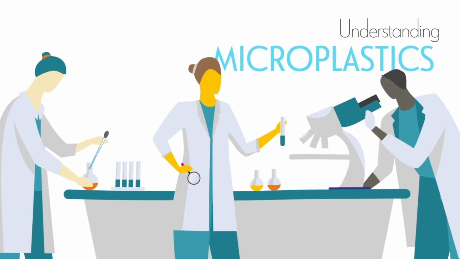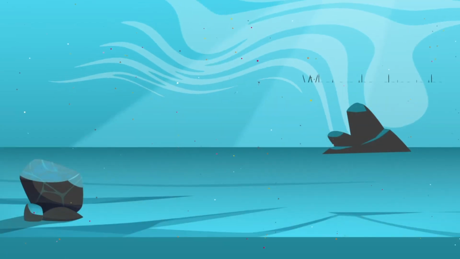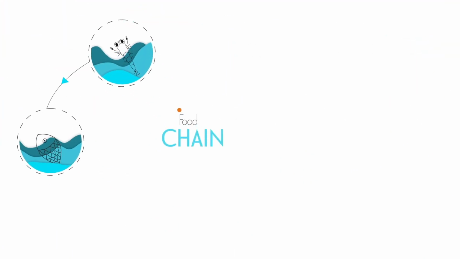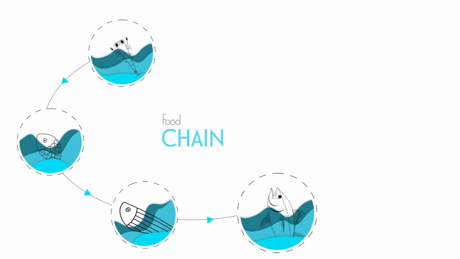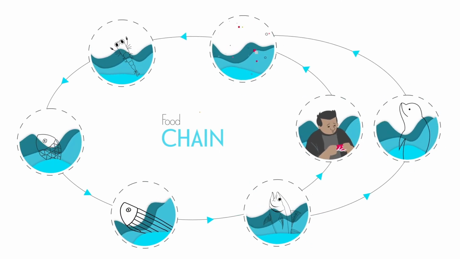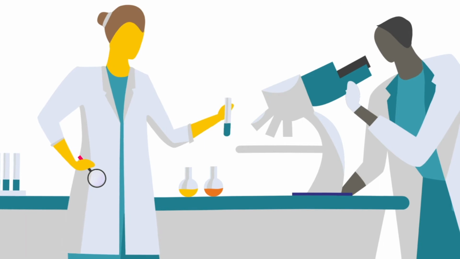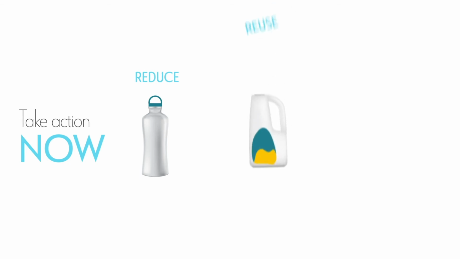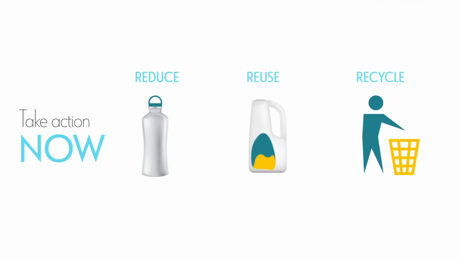Scientists are starting to study microplastics and how they behave in marine and freshwater environments. They're also trying to understand what the presence and accumulation of microplastics could mean for aquatic ecosystems at all levels of the food chain. As scientists in Canada and around the world continue their research, we all need to think about the products we buy and how we use them to stem the flow of plastics into our marine and freshwater environments.